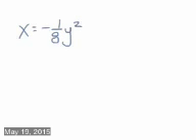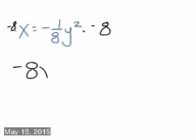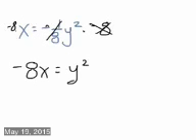What's the reciprocal of negative 1/8? Negative 8. Good. So I'm going to multiply both sides by negative 8. And in doing so, I get negative 8x equals y squared, because this would have canceled out this whole thing. And that's a good thing for us.